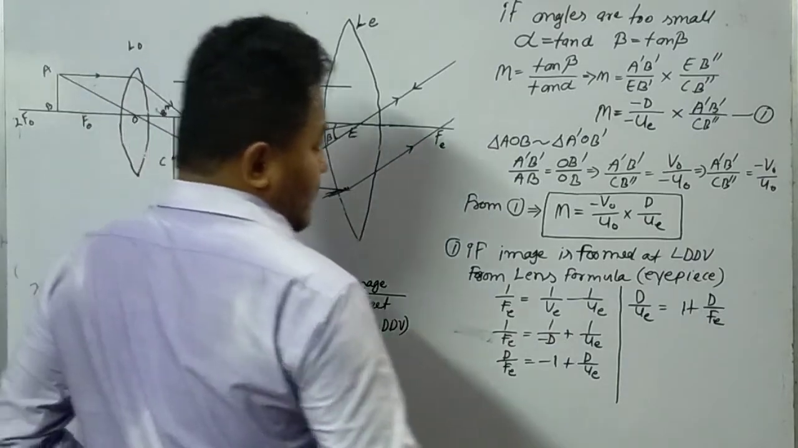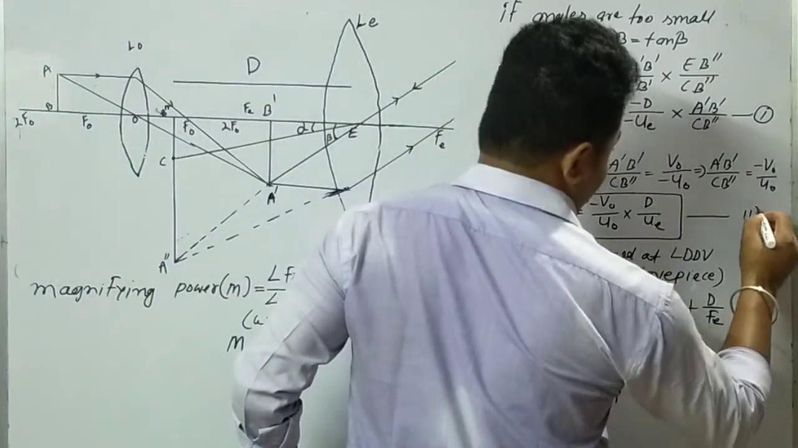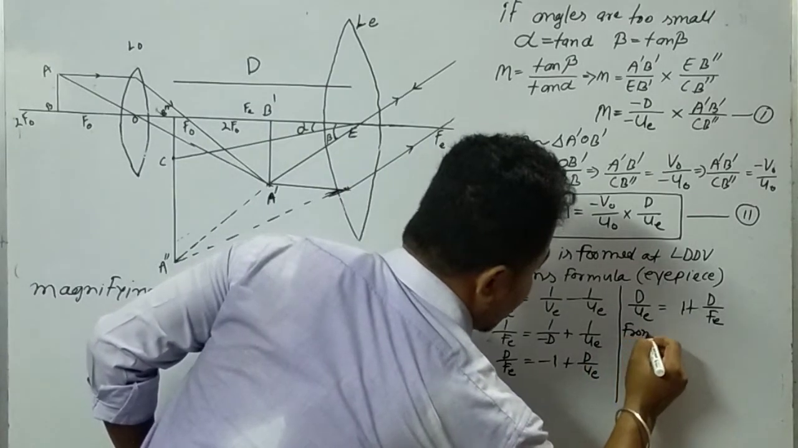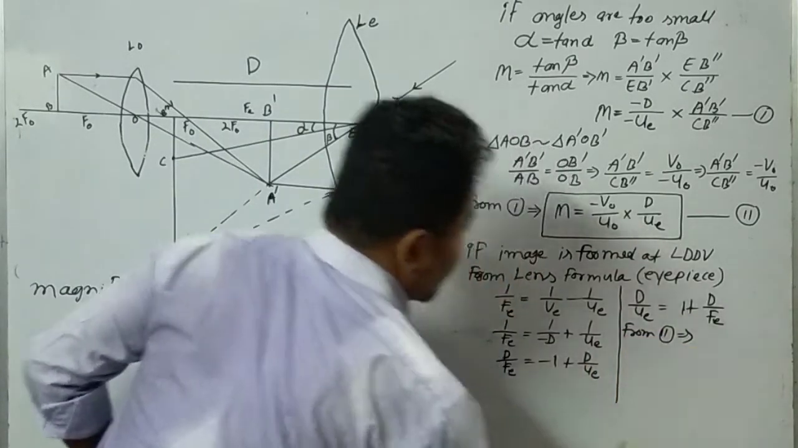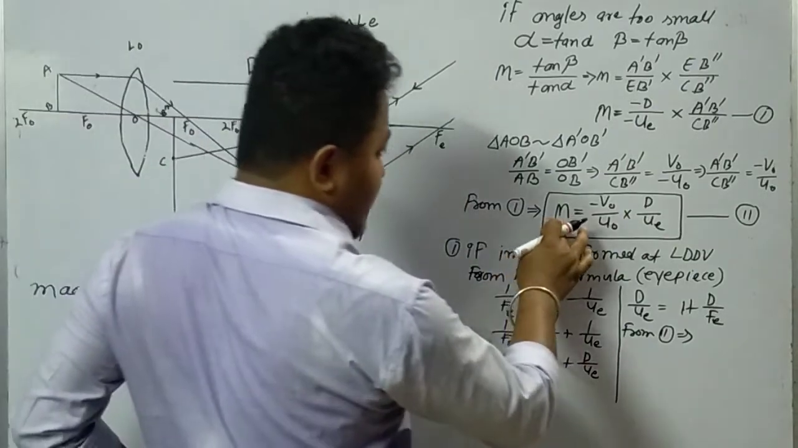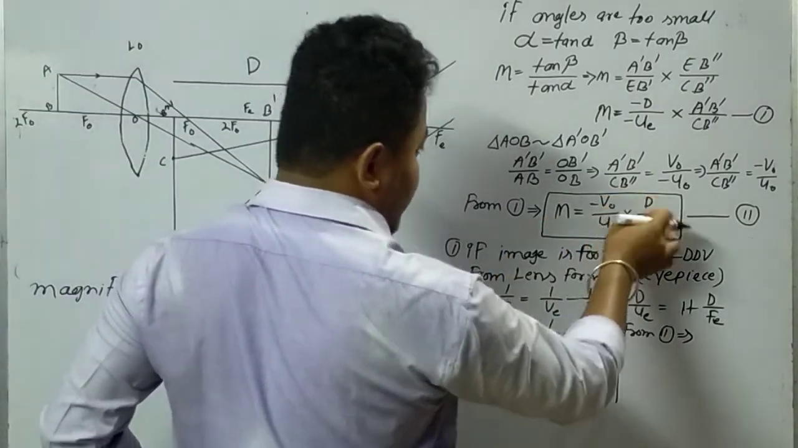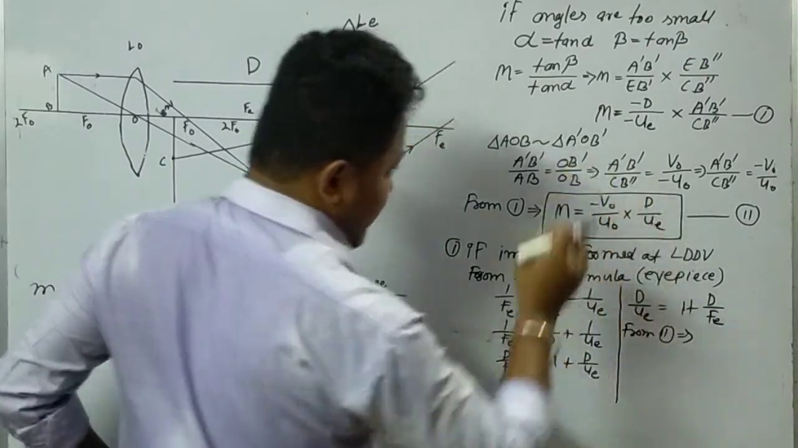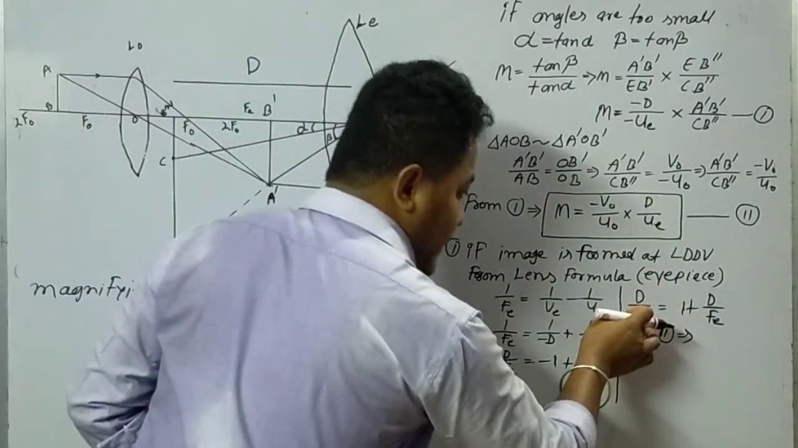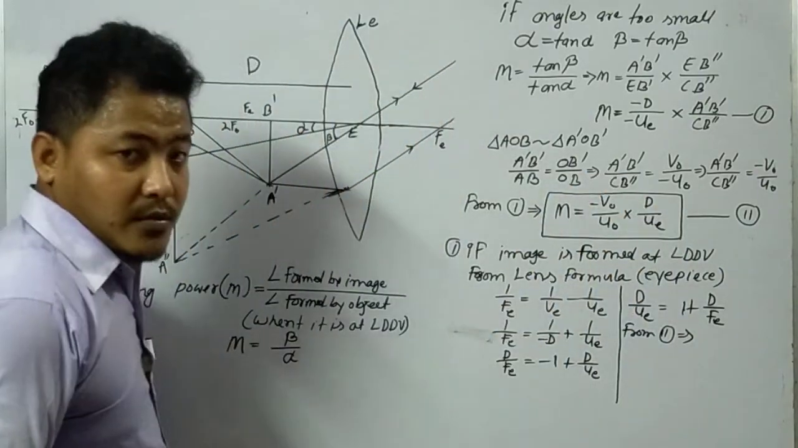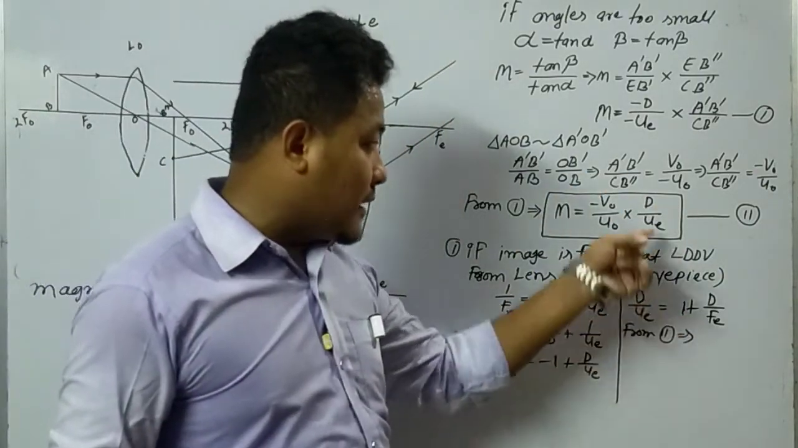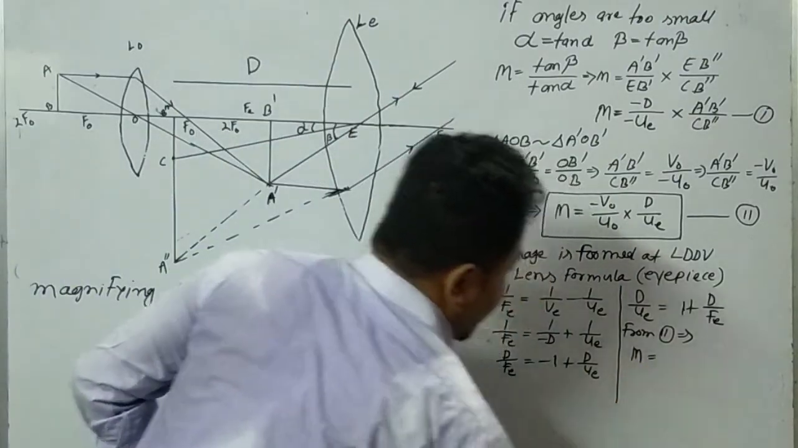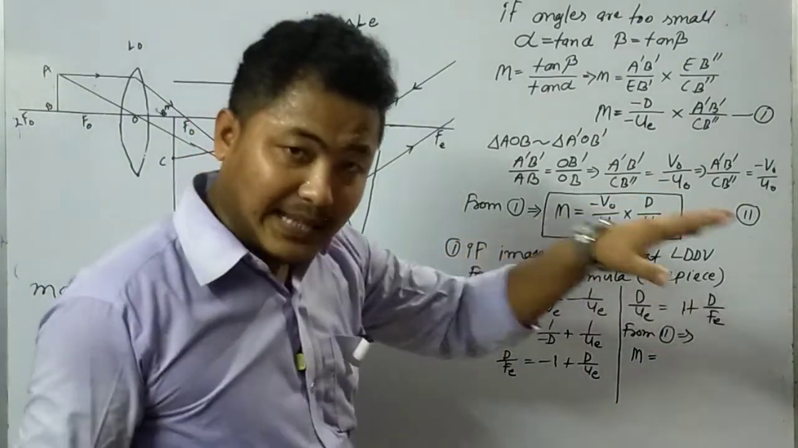Now let us suppose this is number 2. Now from equation number 2, what was the number 2 equation? M is equal to minus vo/uo into d/ue. Now I put the value of d/ue here. If I put the value of d/ue in the number 2 equation, what will be the ultimate magnifying power for a compound microscope when the image is at the least distance of distinct vision?